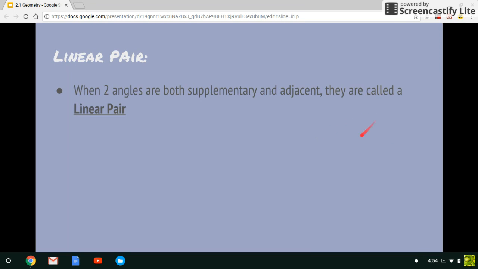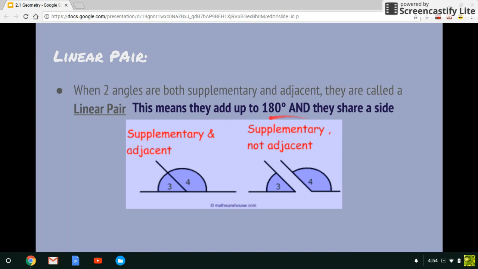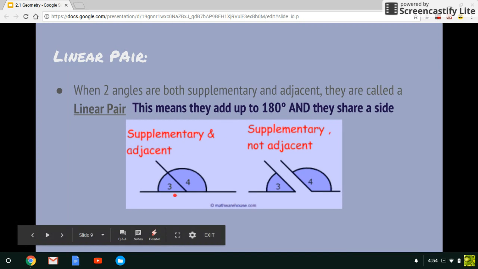Another thing we can talk about with angles is when they form a linear pair. When two angles are both supplementary and adjacent at the same time, they are called a linear pair. This means that they add up to 180 and they also share a side. So, for example, these ones here are supplementary. They add up to 180. We know this because they're lying along the same line. And they also share a side. So that means that this one is a linear pair.